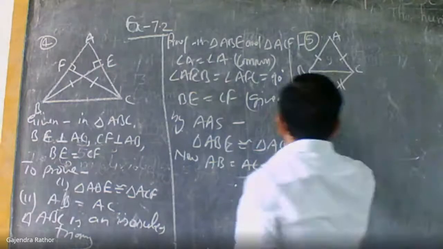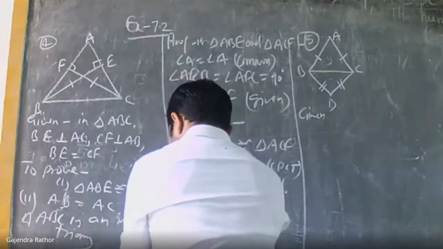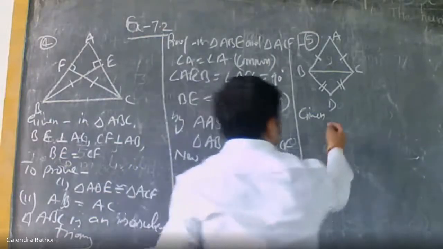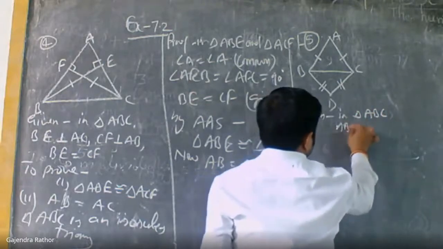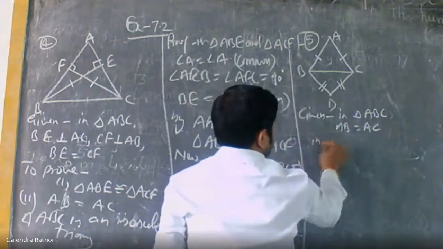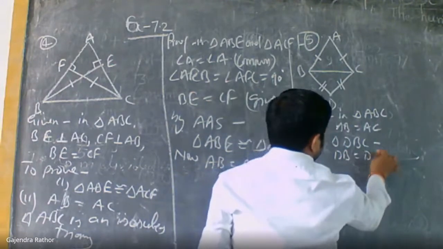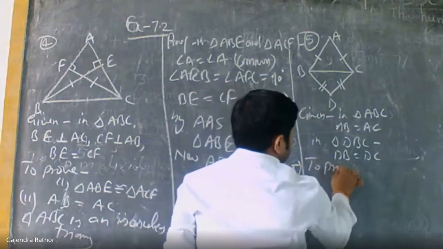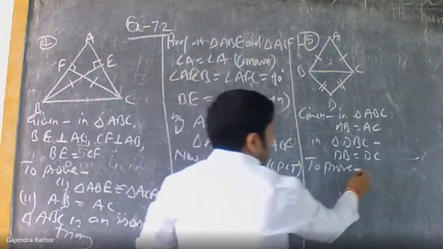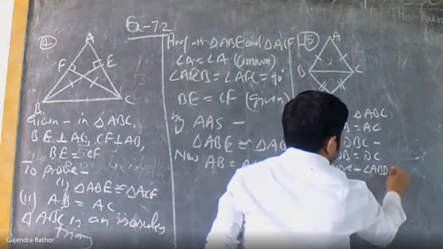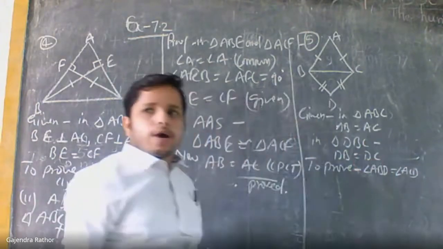First, given two points: in triangle ABC, AB is equal to AC, and in triangle DBC, DB is equal to DC. Next, we have to prove angle ABD is equal to angle ACD. This point we need to prove.